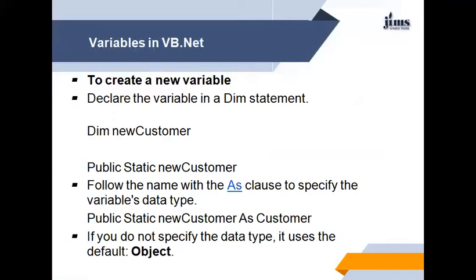Follow the name with the As clause to specify the variable's data type. To specify the data type, we are using As. Suppose we write Dim newCustomer As Integer. Follow the name with the As clause to specify the variable's data type: Public Static newCustomer As Customer. If you do not specify the data type, it uses the default category, which is Object. By default in VB.NET, the data type is of Object type.